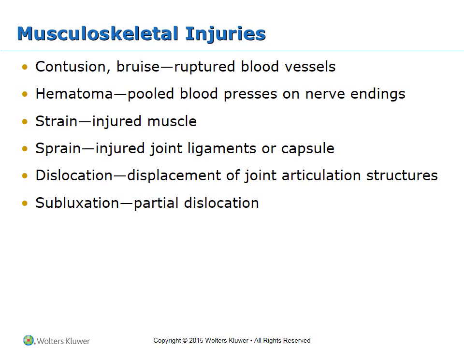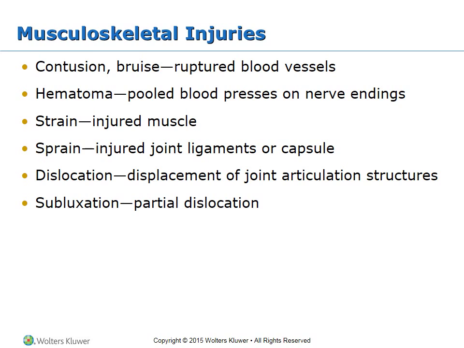So the first one here is contusions and bruises. You guys have probably heard a lot about these in the past. A contusion is a bruise, and so this is direct trauma to the body, and we have all pretty much experienced what a bruise is like. A hematoma is a pooling of blood. These can actually cause a lot of pain because it puts pressure on those nerve endings, and you maybe have had those before.